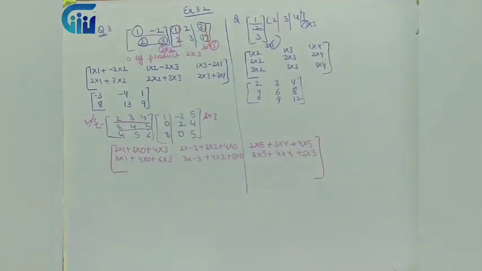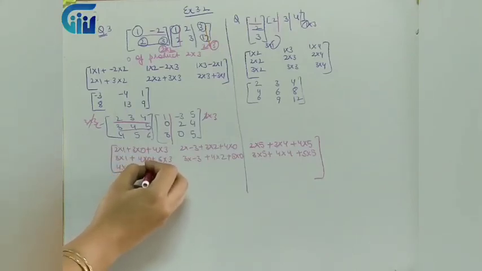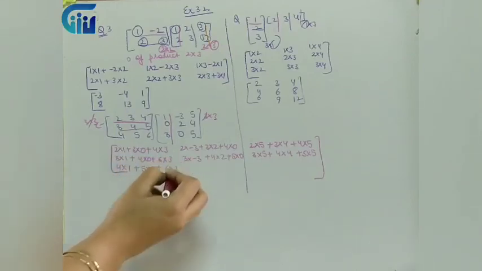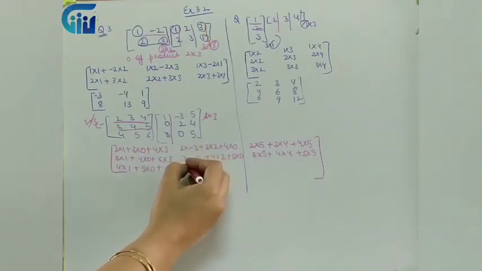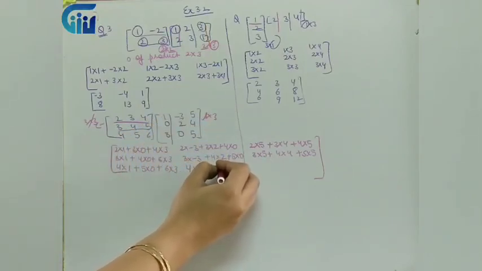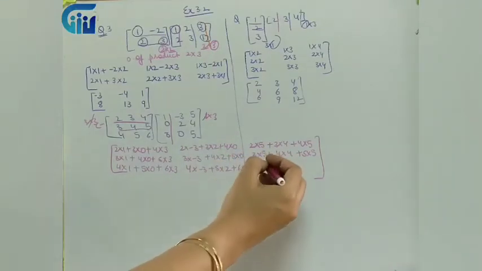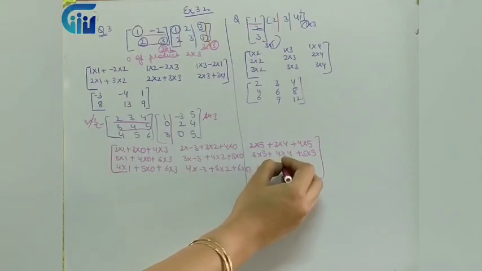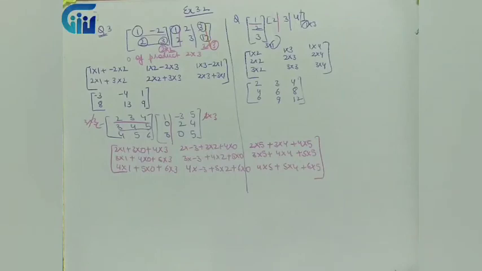Right? The next, third row, first column: 4 into 1 plus 5 into 0 plus 6 into 3. Right? You can do it together. Let's do it together. Okay, now next, the third row, second column: 4 into minus 3 plus 5 into 2 plus 6 into 0. Then next, 4 into 5 plus 5 into 4 plus 6 into 5. So we have all the elements over here. Let's quickly solve it up and see what we are getting. Finally, the concept will be clear.